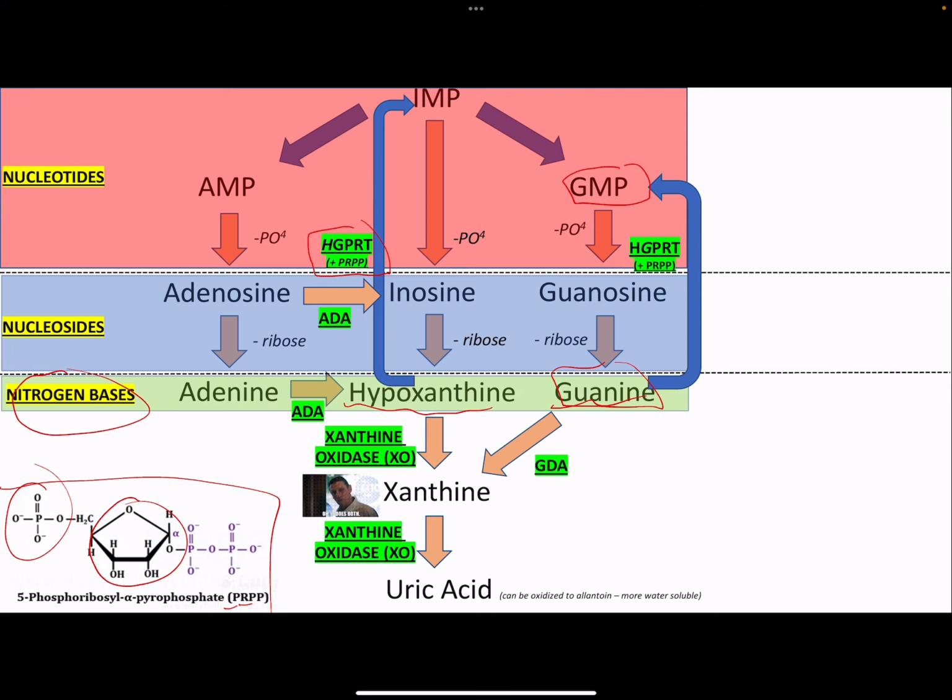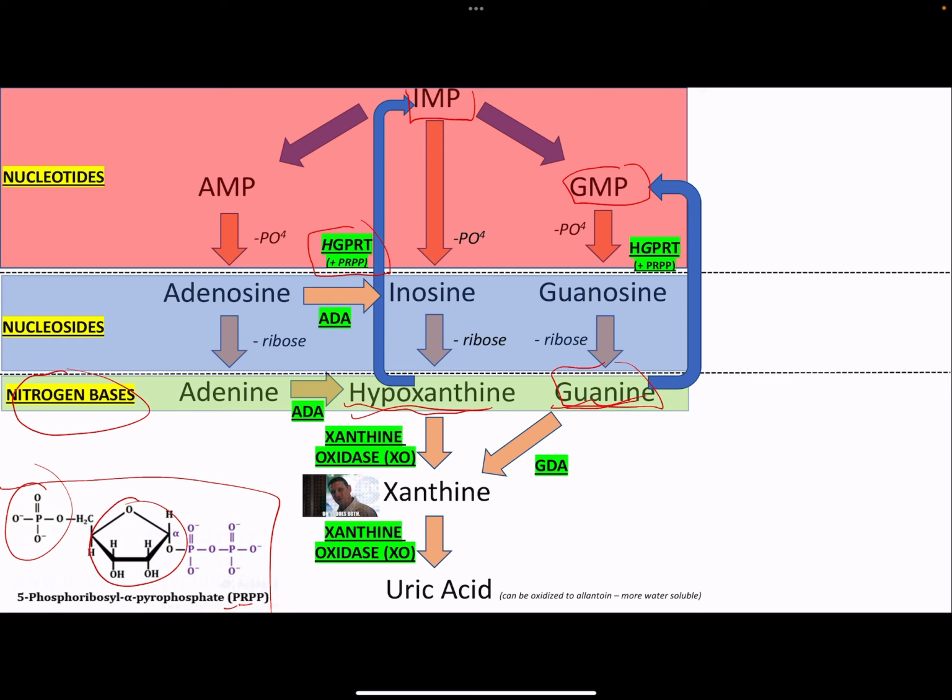Hypoxanthine can make an IMP nucleotide, which can then, of course, just become AMP and GMP. So wait, does that mean the name is very specific? Hypoxanthine-guanine phosphoribosyltransferase only works on these two. It doesn't work on adenine. Does that mean adenine can't be salvaged?